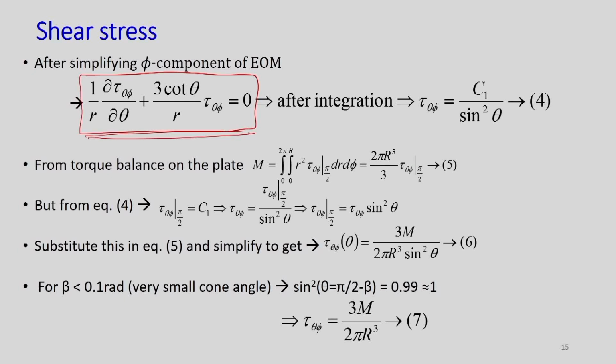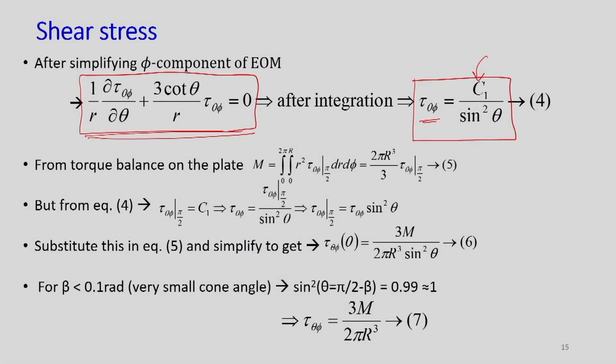So, after you integrate this equation, you will get tau theta phi equals C1 by sin square theta. Now, if you want to know the shear stress, you should know what this C1 is. That you can measure by experiments only. So, how do you measure it by experiments?